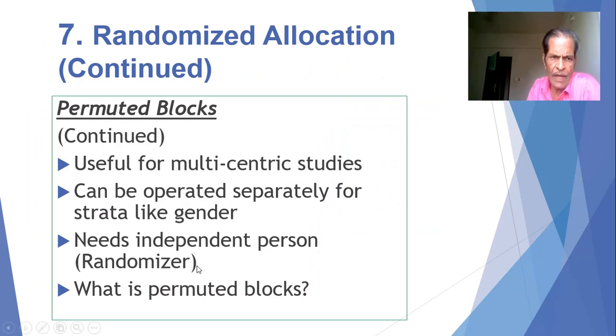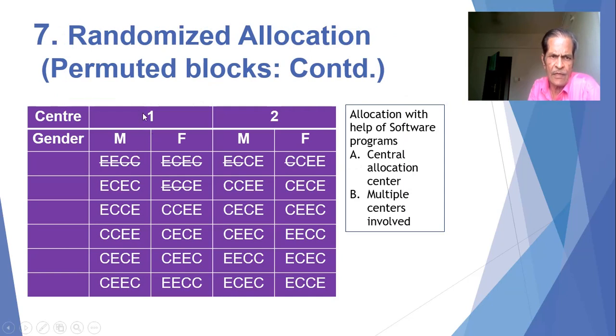He is told that this is center number 1 speaking, and the patient who has fulfilled the inclusion and exclusion criteria is a male patient. All other things have been fulfilled. So the person at the central station will then draw out the first envelope on which it may be written EECC. So 4 possible combinations are there. Since this is the first person, the first letter is E, which denotes the experimental group. So that first male patient in the first center goes to the experimental group.